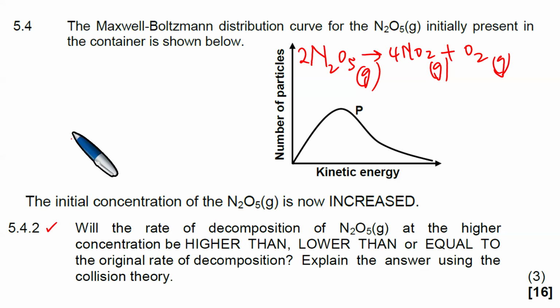What's the answer here? What is the examiner saying? The initial concentration of N2O5 is now increased. Let me see what Noah is saying. Noah thinks it's going to be higher. Very well done, Noah. It's going to actually be higher than.